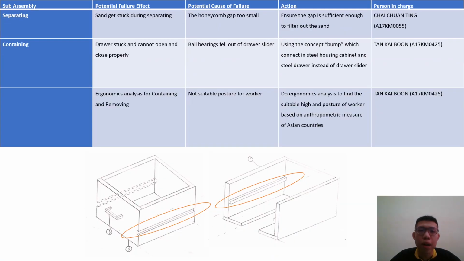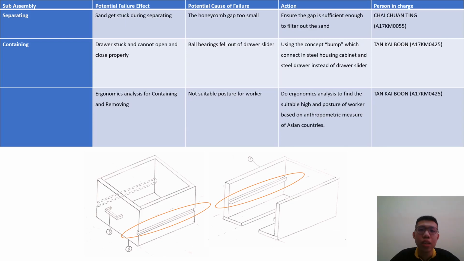Next, for the separating part, the sand gets stuck during separating because the honeycomb gap is too small. Therefore, we need to ensure that the gap is sufficient to filter out the sand. Moving on, for the containing part, the drawer is stuck and cannot open and close properly because the ball bearing fell out of the drawer slider. Therefore, we use another concept, shown in the figure below, instead of the drawer slider that requires the ball bearing.